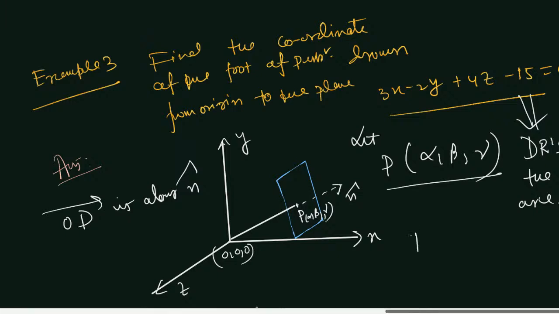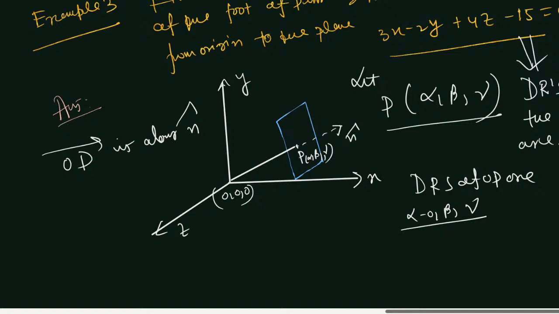What are the DRs of OP? Origin is 0, 0, 0. DRs of OP are what? Alpha minus 0, beta minus 0, that is alpha, beta and gamma. What are the DRs of the normal drawn to the plane? 3, minus 2 and 4. So these quantities must be proportional. Therefore, alpha by 3 equals beta by minus 2 equals gamma by 4. Hope you all agree. Okay?